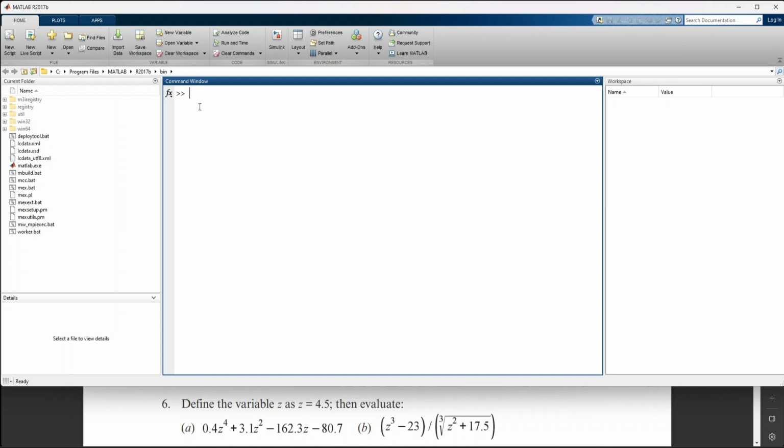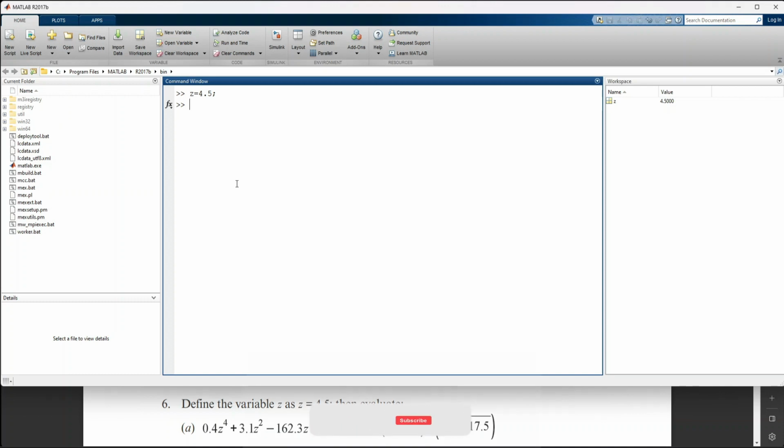So let's start. First, we have to define the variable as z equals 4.5, and press the semicolon, then enter. Now you can see it shows we have defined z equals 4.5. Now we are going to solve the expression. You have to copy the expression; we did expression solutions in lectures 1 and 2.